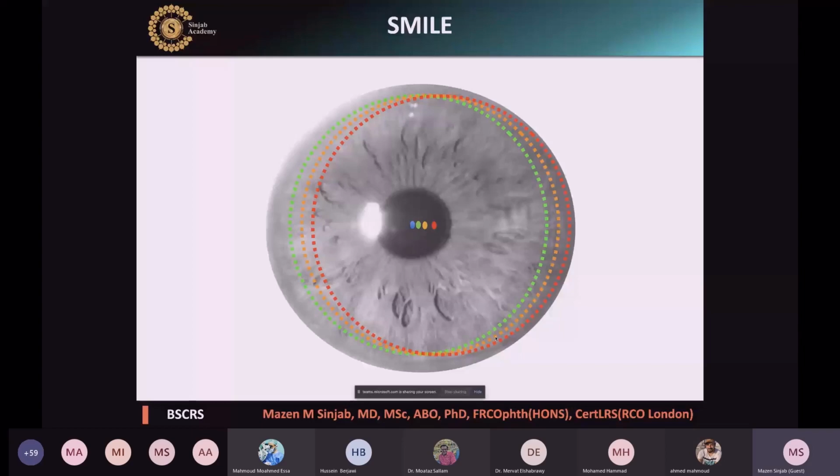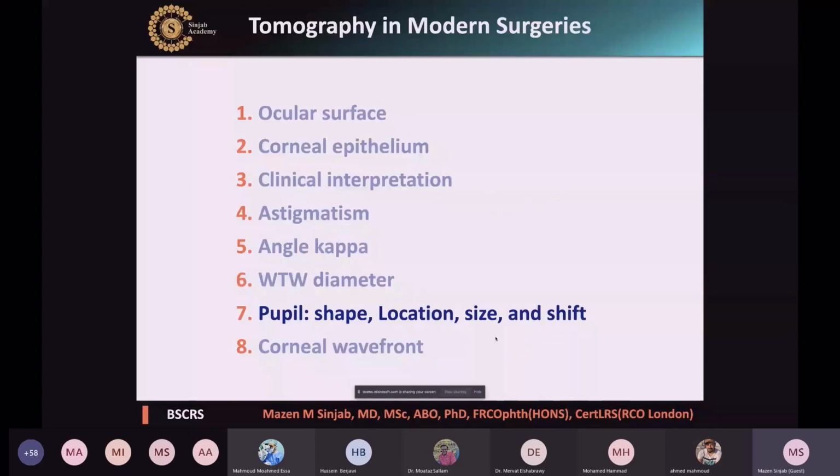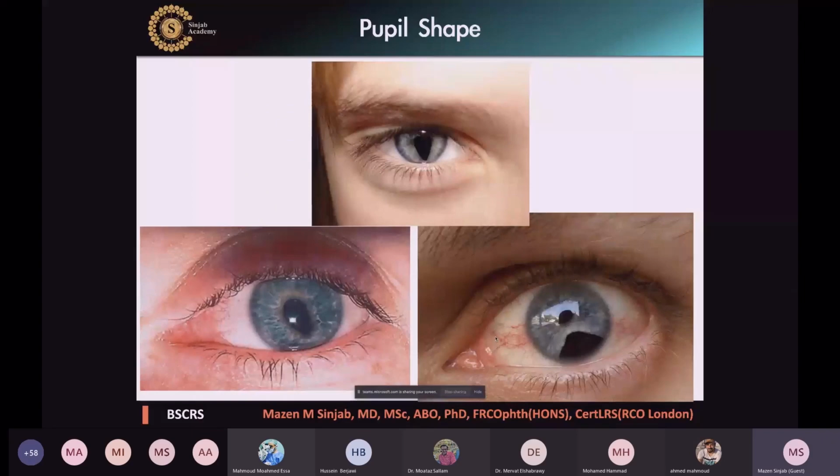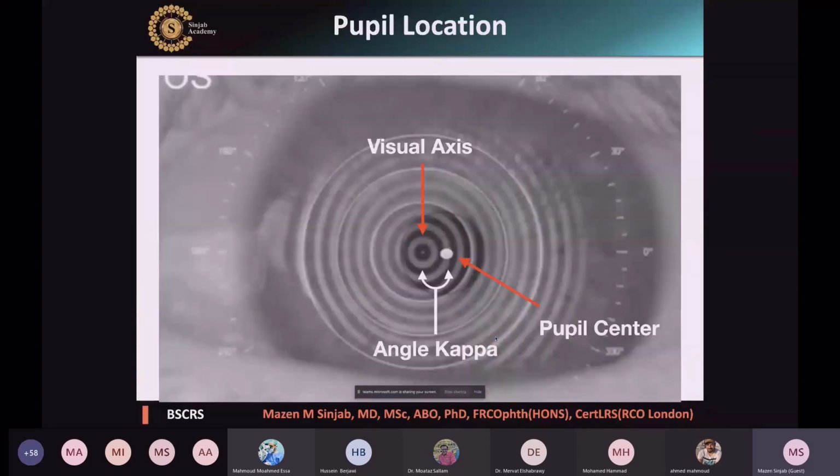We come to the pupil shape, location, size, and shift. So as you see, it is not only pupil size. There are 4 components to study with the pupil. The first is pupil shape. We cannot go for refractive surgery for such patients. And regarding the pupil location, because it indicates angle kappa, if angle kappa is larger than 400 microns, then there is a contraindication for premium IOLs, as I mentioned before.